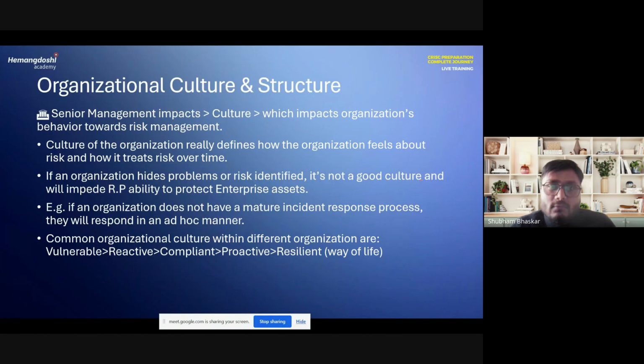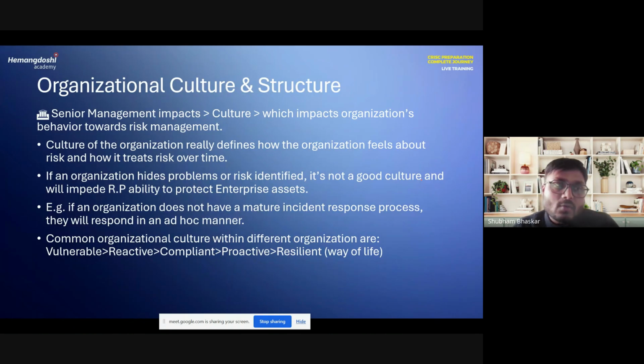So why do I say that? Well, there would definitely be questions around risk and blame culture, right? So if the culture is good, which is made by senior management, the risk culture would be good, and hence the whole risk management process would be very smooth, right? If an organization, like I said, hides problems or any risk that is identified, they will keep mum about it. It's not a good culture, and it will affect, at the end of the day, the risk practitioner's ability to protect the company.